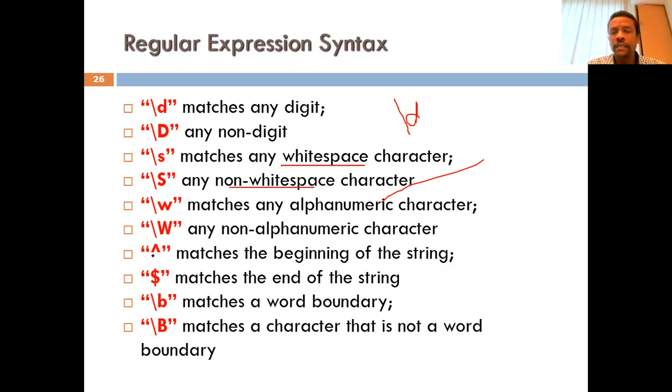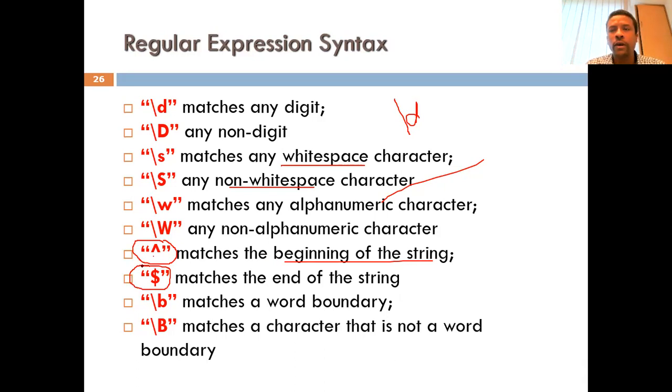A caret means look for the string at the beginning. Look for it at the start. So for example, if you want to find prefixes, you have to use the caret because prefixes are found at the start. If you want to find suffixes, you have to use a dollar sign. Dollar sign means look for it at the end.